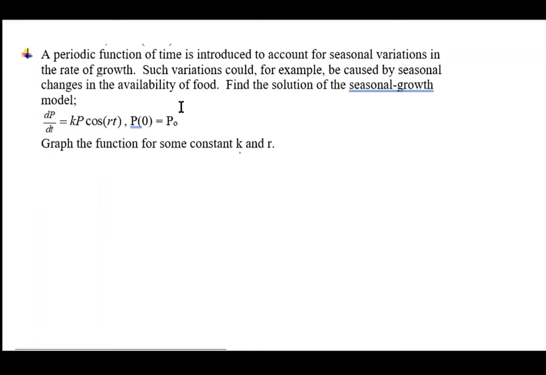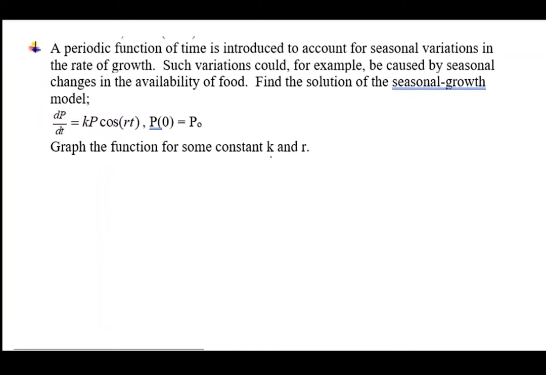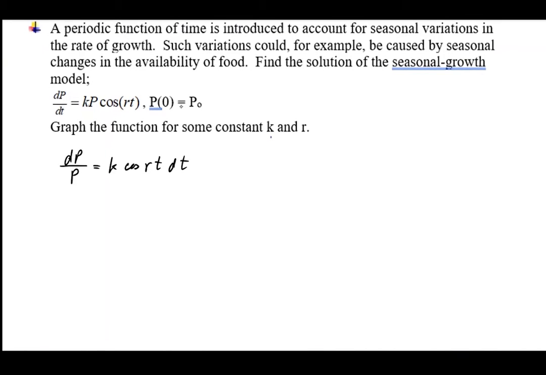First, let's separate the variables. So we have dP over P, and leave everything on the other side: K cosine RT dt. Now we integrate, and this is ln absolute value of P. And on the other side, we have K and sine RT, therefore chain rule over R here. Okay, that's ugly. So K over R, like that, and plus C.